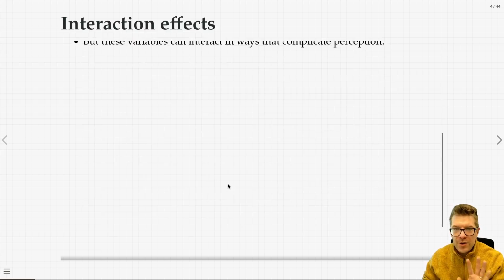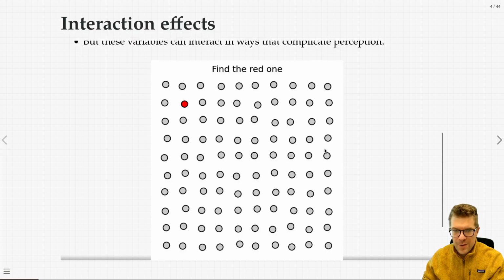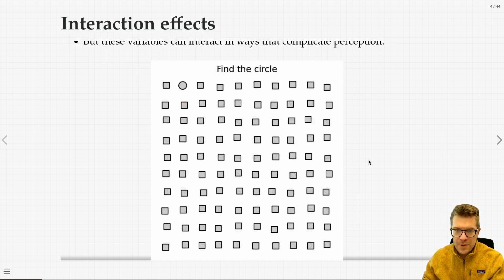So I'm going to show a series of 3 images, and there's going to be a description at the top for you to find a particular object, and I want you to try to find it as quickly as possible. Okay, so you can play along at home or wherever you're watching this. Find the red one. You've probably already found it. It's right there. Next graph. Find the circle. I'll let you think about this for a little bit, but probably by now you've already found it. It's up here in the upper left.